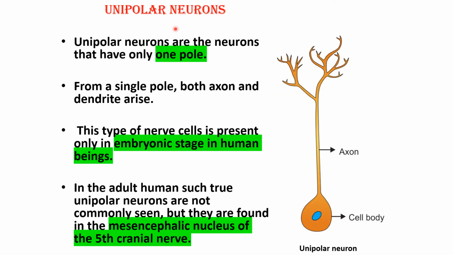Then unipolar neuron. Unipolar neurons have only one pole. From a single pole, both axon and dendrites arise. This type of nerve cell is present only in the embryonic stage in human beings. In the adult human, true unipolar neurons are not commonly seen, but they are found in the mesencephalic nucleus of the fifth cranial nerve. In short, unipolar neurons have only one pole, and from that single pole both the axon and dendrites arise.